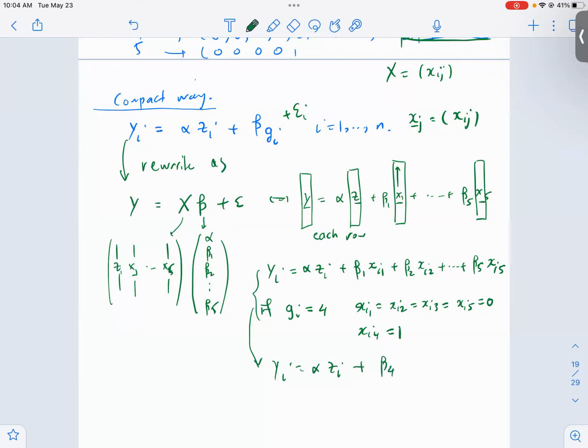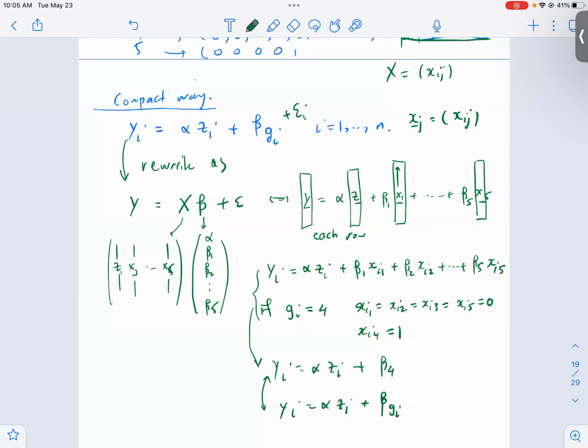So these two would give me that y_i is equal to alpha z_i plus beta_4 x_i4, but x_i4 is 1, so I get this. And this is exactly what I want, because this is just equivalent to saying y_i is equal to alpha z_i plus beta_{g_i}. If g_i is equal to 3, only the third covariate is 1, the rest are 0, so you get alpha z_i plus beta_3, and 3 is just g_i. So you always get this version.